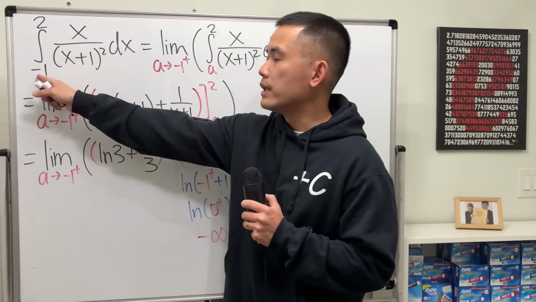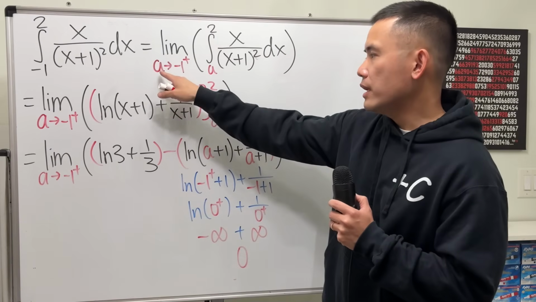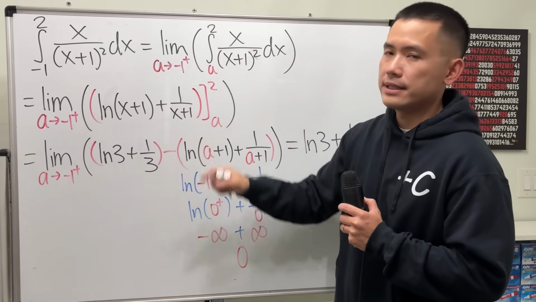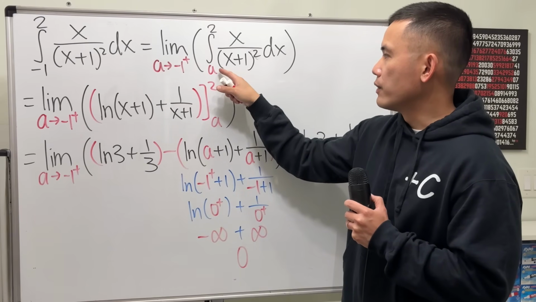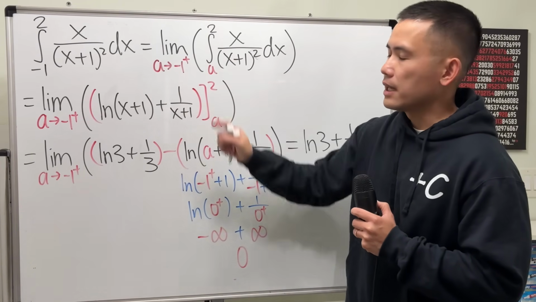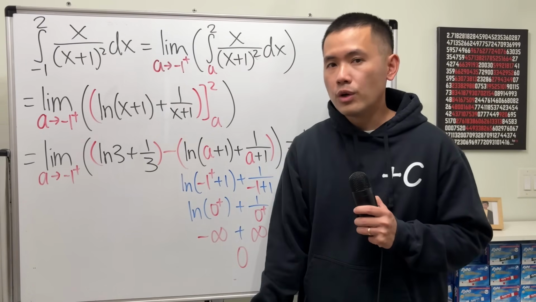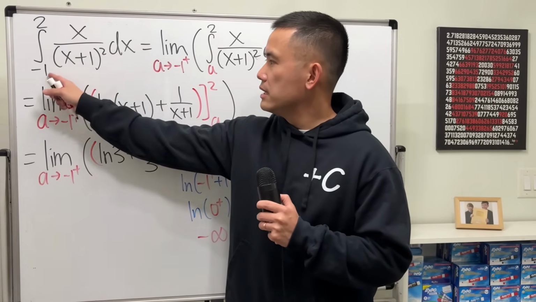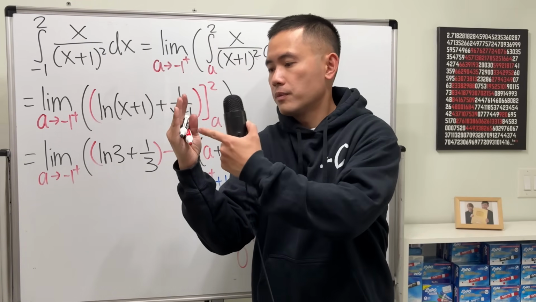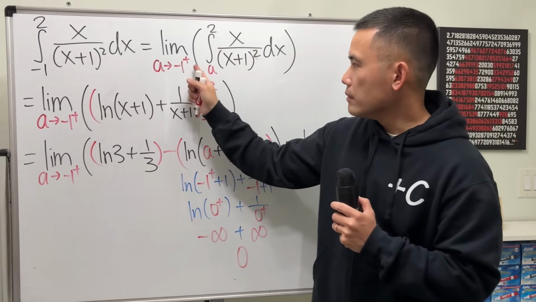We will have to avoid exactly -1. So we take the limit as some number a going to -1 from the right, and we have the integral from a to 2 of that. And the reason this is -1 plus, meaning going to -1 from the right, is because this interval is -1 to 2. We have to go to -1 from the right.